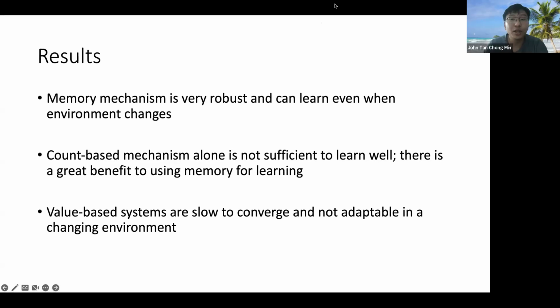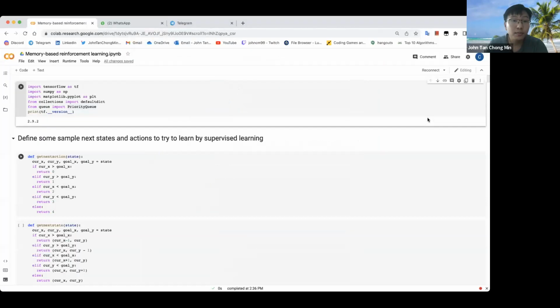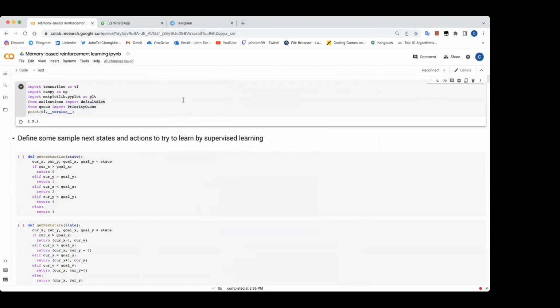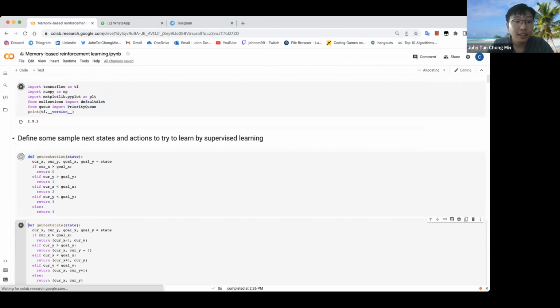Not go run, I will just show you how the code works. Okay, so let me just share my screen. Can you all see the code now? Yeah. Yes. Okay, so I won't be running the code because I already ran it before, but I just want to show you what happened. So first, I want to do some form of tests. Basically, I want to test whether or not I can learn the next states and actions by supervised learning.